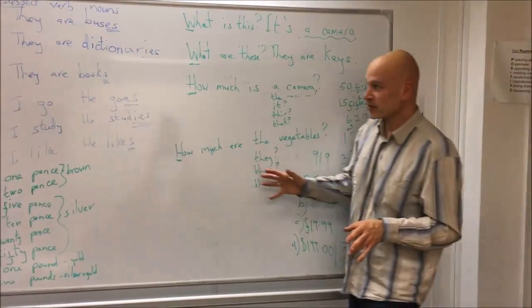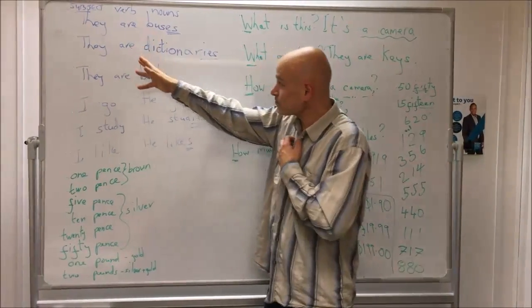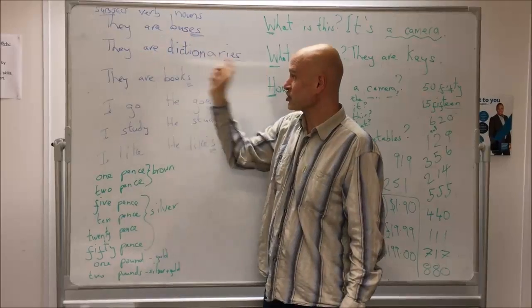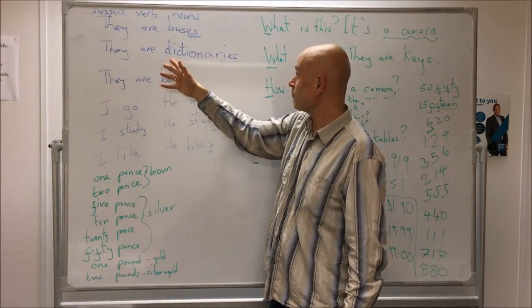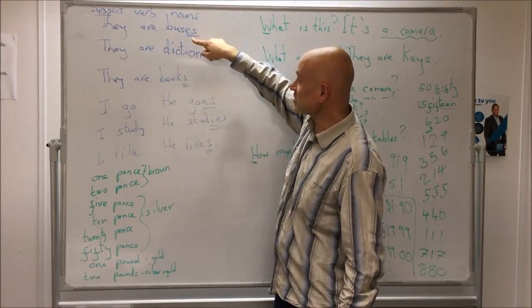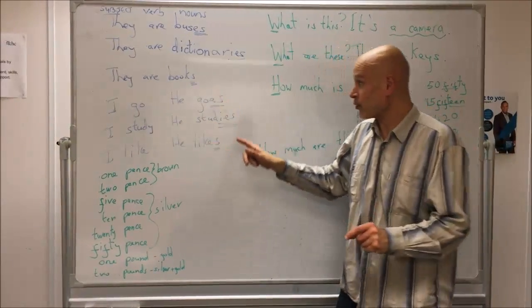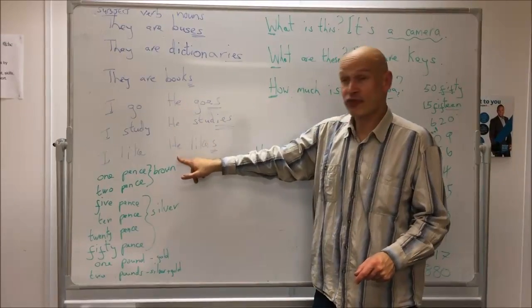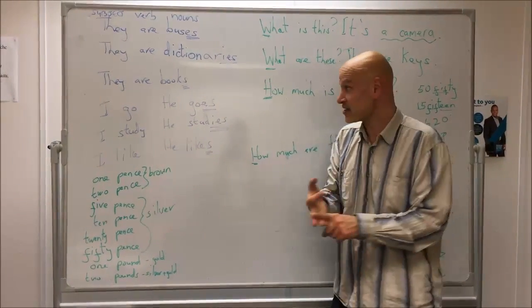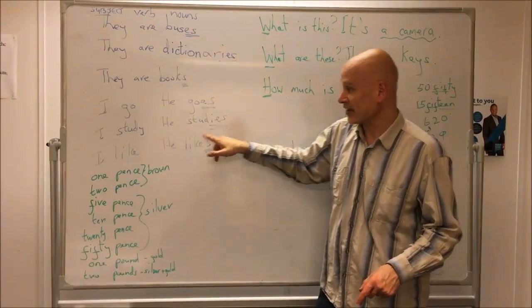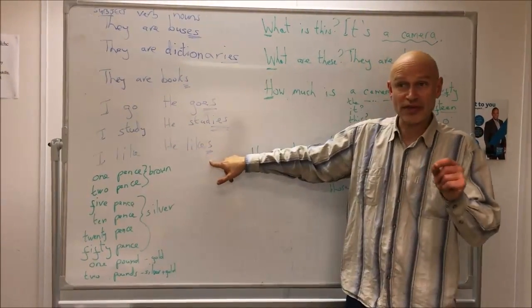The other thing we did was looking at plurals. When we went back to this language, they are books, they are dictionaries, they are buses. We were looking at different types of endings for plurals, and I showed you how we use these endings for the third person, he, she and it. So I go, he goes with ES. I study, he studies with IES. I like and he likes just with S.